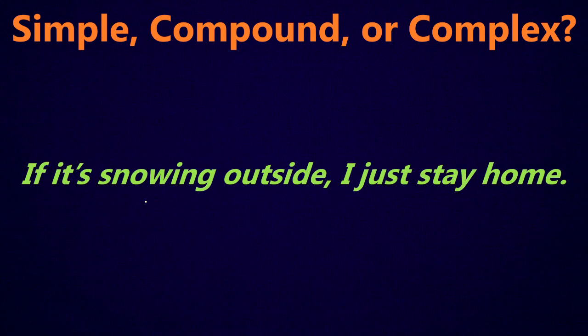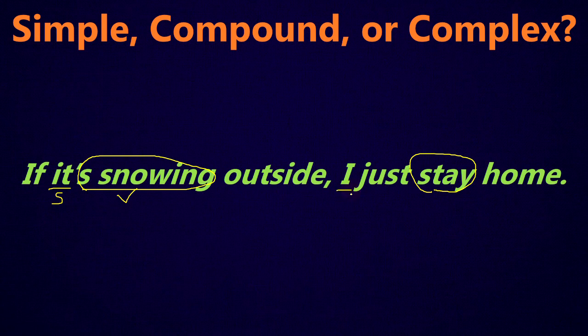Now look at this one. You can pause the video, see if you can figure out if it's simple, compound, or complex. Okay, so if it's snowing outside, I just stay home. Let's look for the verbs. Is snowing and stay. So what's the subject of is snowing? It's. So we have subject and verb.